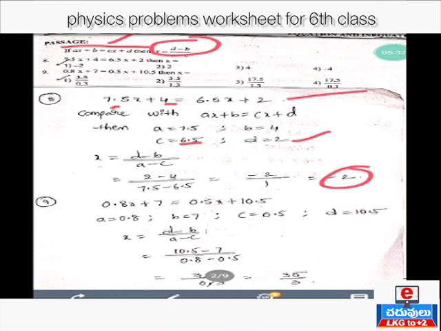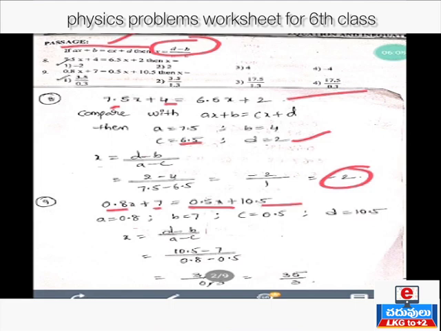Understood? How we can solve this problem, children? By using this passage, we can find out the x value. What is the x formula here? (d - b)/(a - c). Now see ninth one. Again this problem also is in the form of ax + b = cx + d. In a place 0.8 is there. In b place 7, c equal to 0.5, d equal to 10.5.